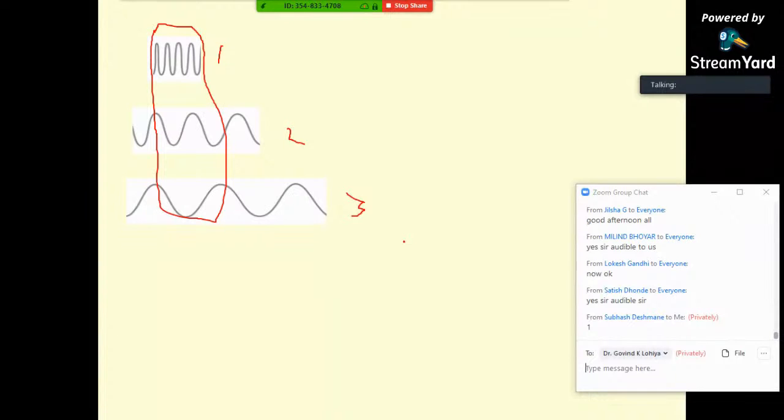Yeah, thanks for the quick response, Subhash sir. So here, wave number 1 will be passing the maximum number of waves in the unit area. Okay.